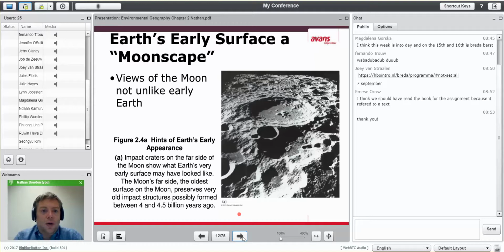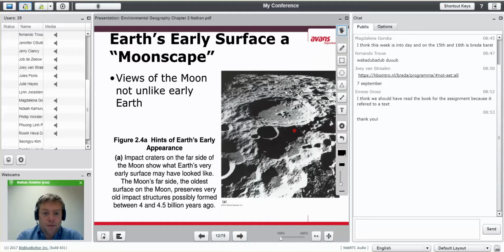So the Earth's early surface would have been like a moonscape, right? If you look at the moon, this is a picture of the moon. That would have been what our Earth looked like when it started to cool down. Because certainly at the very beginning of the formation of our planet, the planets were not completely formed, and so a lot of very large meteors were crashing into the Earth, and the impact of these formed craters onto our planet, and it would have looked like the Moon.